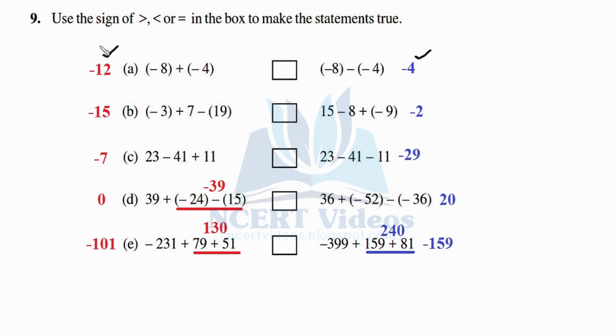So you can see minus 12 and minus 4. Which one is greater? Well, minus 4 lies closer to 0, therefore it is greater. Minus 12 is less, therefore the less than sign will come. Remember, you have to open this angular towards the greater side. So minus 4 was greater.